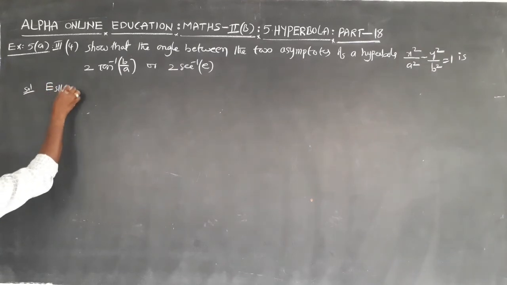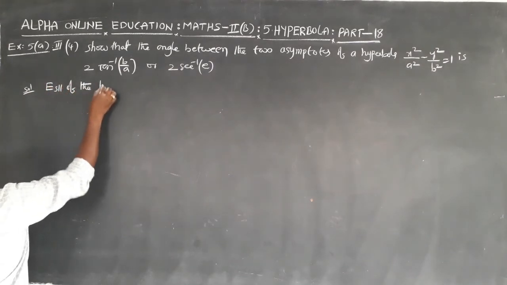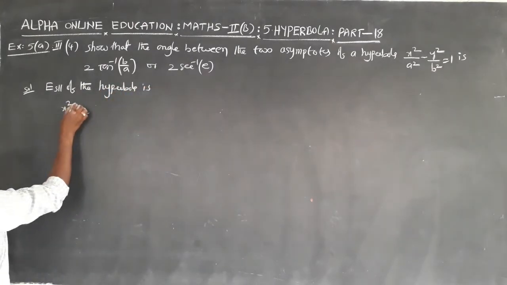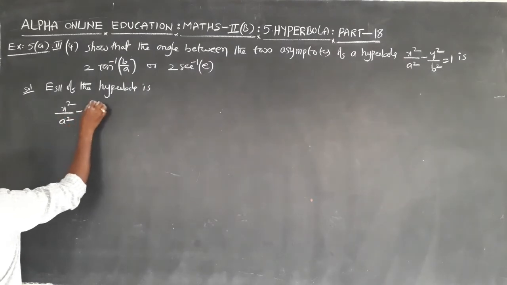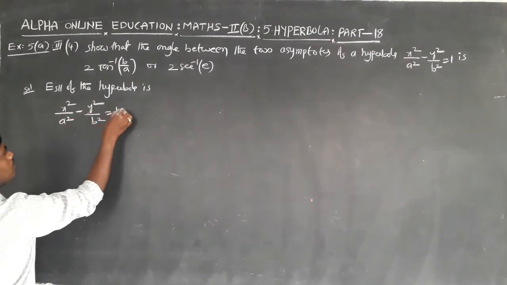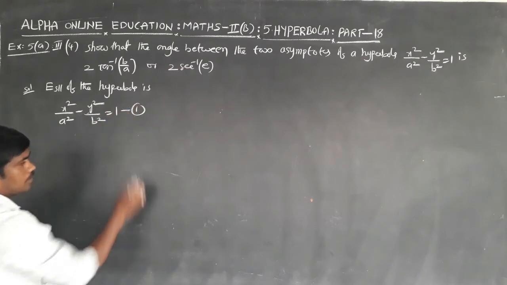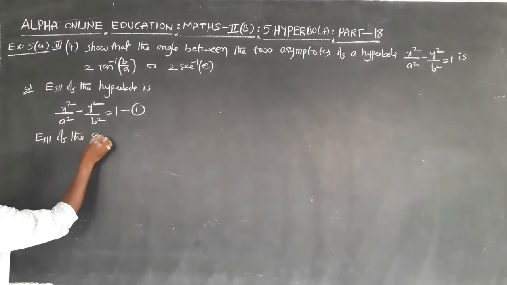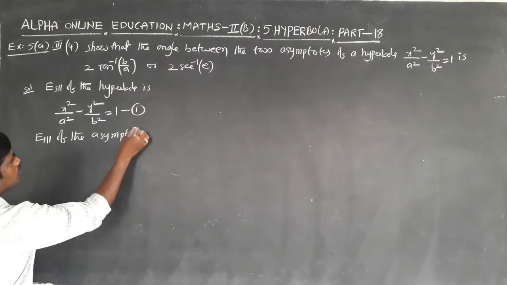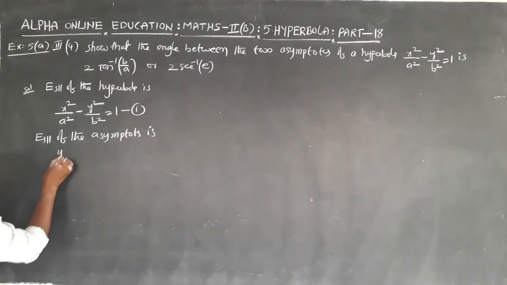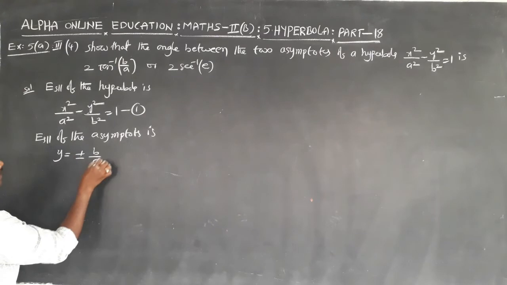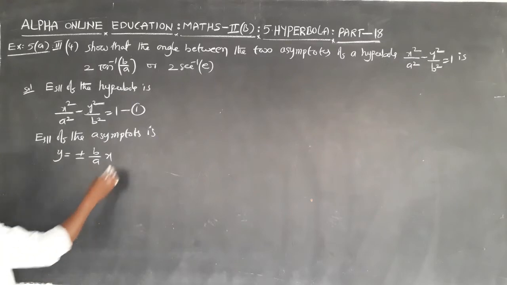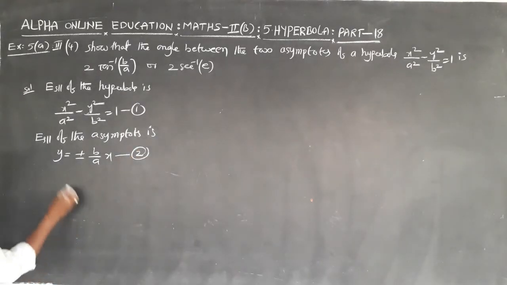Here, the equation of the hyperbola is x square by a square minus y square by b square is equal to 1. Next one is the equation of the asymptotes: y is equal to plus or minus b by a x.